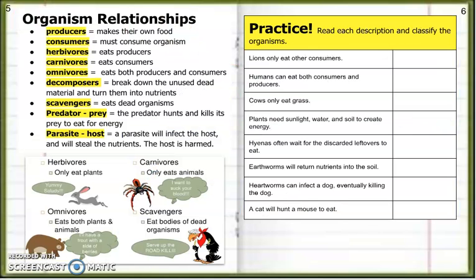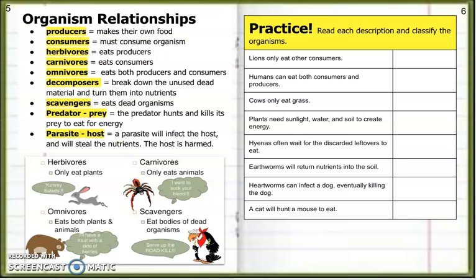Now we're going to be looking at relationships and the different types of how organisms can be classified. You have producers, which make their own food. You have consumers, so they must consume an organism. You have herbivores, where they eat producers or eat plants. Carnivores, they eat consumers or they eat meat only. Omnivores eat both producers and consumers, so they're going to eat plants and animals.